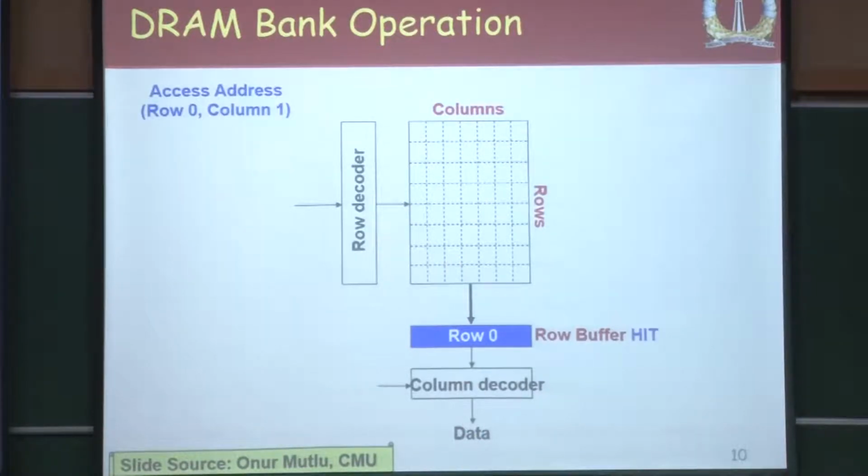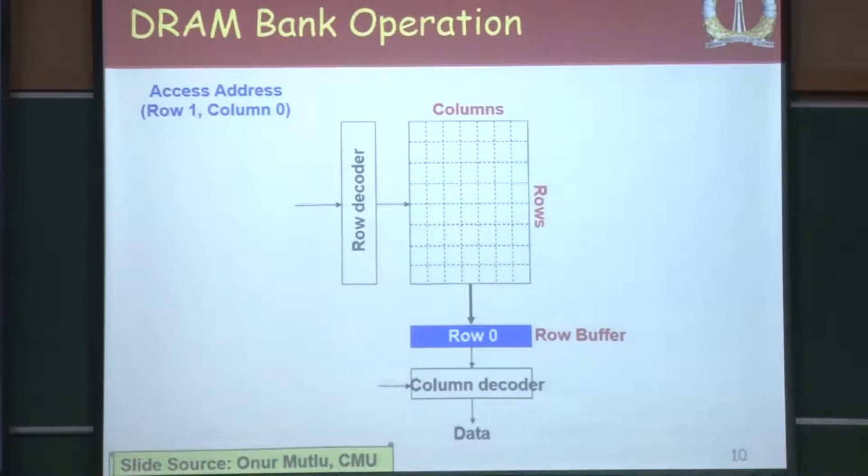I shouldn't have used this many animations, I guess. The next one, if you want to access column 1 of row 0, because it is already available in the row buffer, it is a row buffer hit and you are going to access it. And one more, if you want to access column 9 of row 0, again it is available in the row buffer, so again it is a hit.